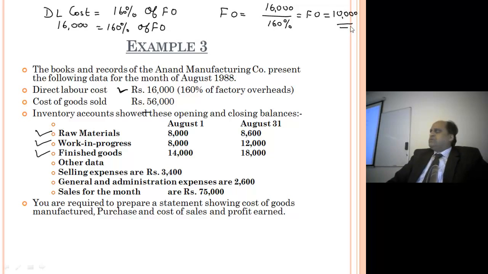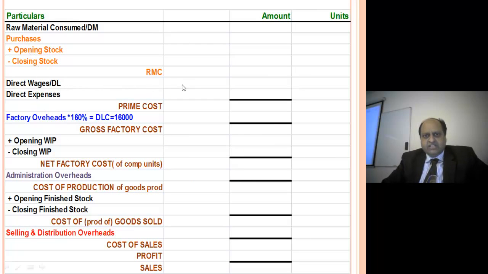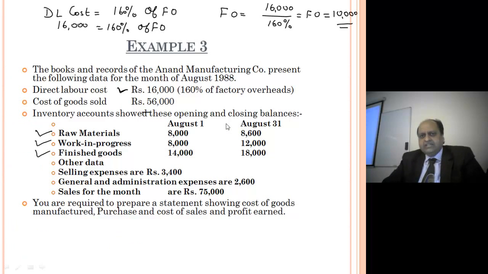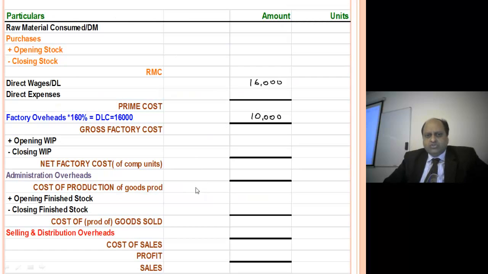So direct labor cost is 16,000. From here we have derived our factory overheads to be 10,000. And cost of goods sold is 56,000. Let us place the figures. Direct labor is 16,000. Here it is 16,000. Factory overheads are 10,000, which we have solved. And next is cost of goods sold is 56,000. So where is cost of goods sold? It is here, 56,000. Yes or no? Yes. So these are the figures which we are putting as it is from the question.